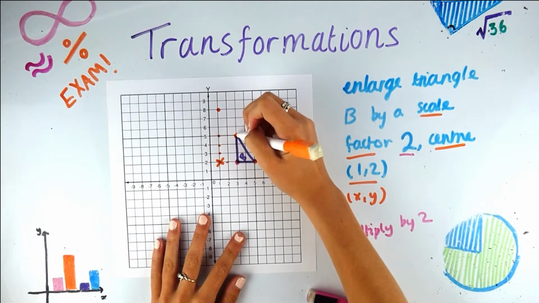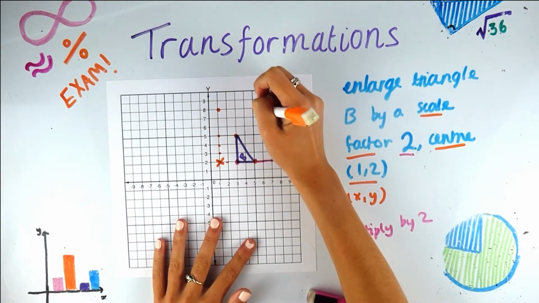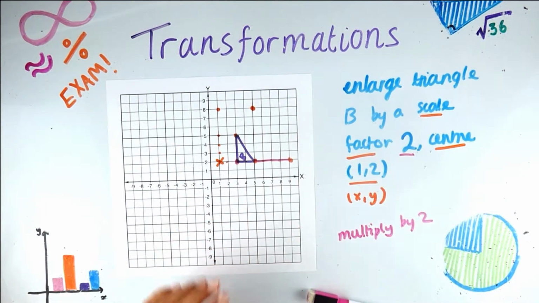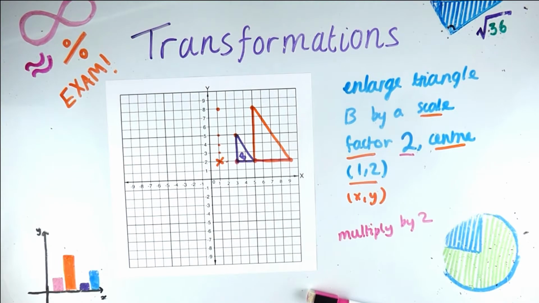Then it's gone 2 along. So instead of 2, we multiply that by 2. So we go 4 along. 1, 2, 3, 4. Okay, now we can attach all our corners. And that is our answer. So we've enlarged the triangle by scale factor 2.